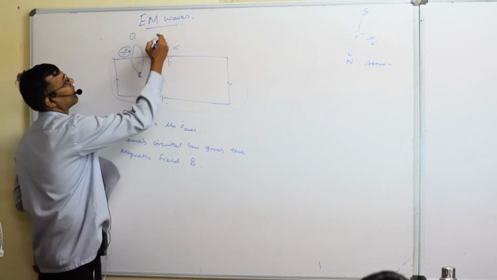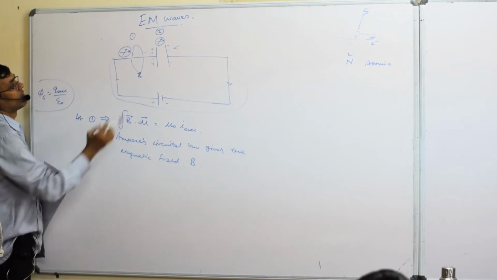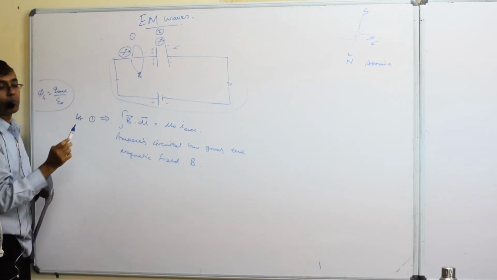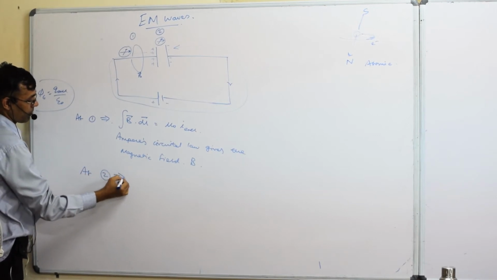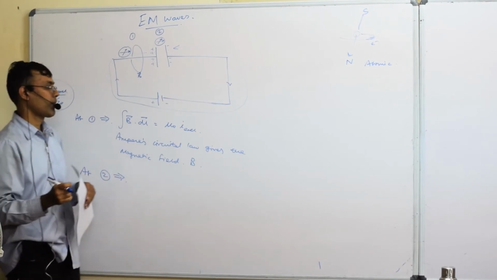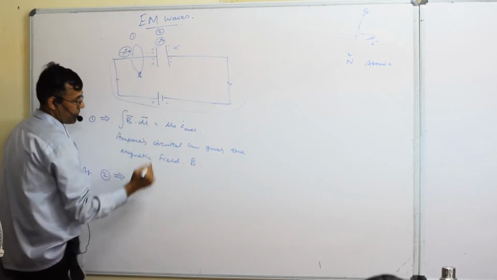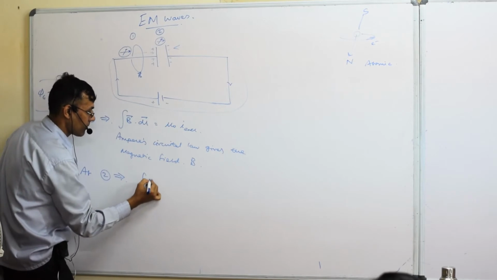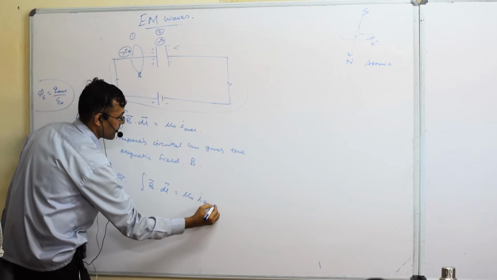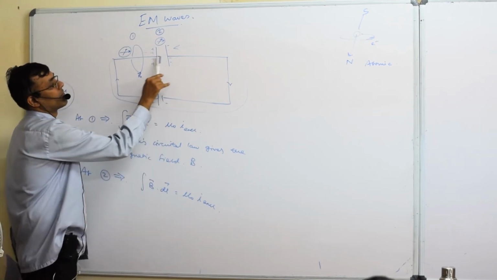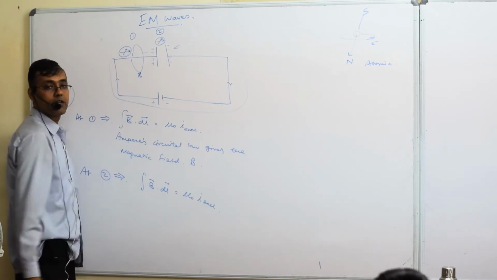This space I am going to call it as 2. And these arrows represent the magnetic compass. So at 2, if I use integral of B dot dl is equal to mu naught I enclosed, is there any current flowing here? No, right? So I enclosed will be 0.